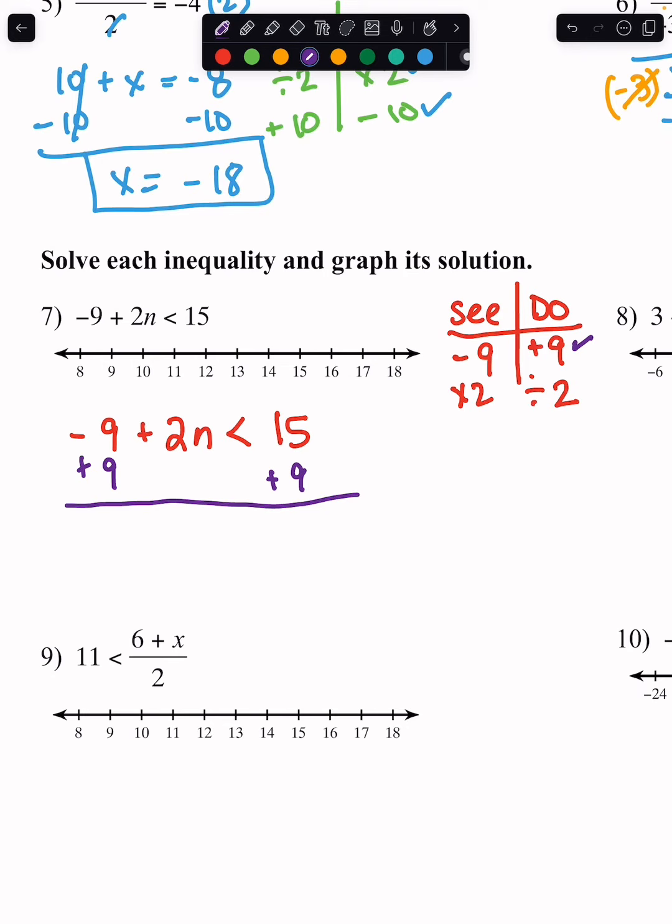15 plus 9 is 24. Divided by 2. n is less than 12. Remember from our last video, we get an open circle on the 12. And because it's variable, symbol, number, just like we like it, this is going to tell me shade left. Okay, let's look at number 8.